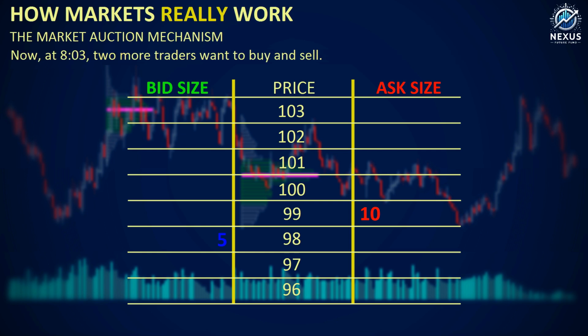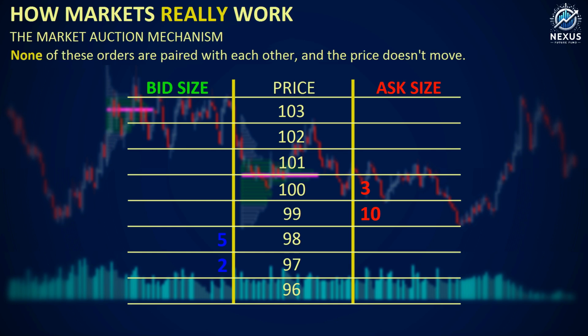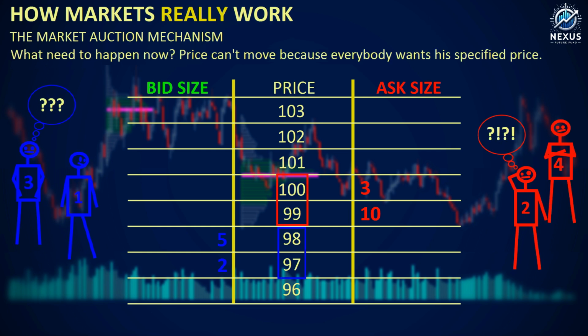Now 2 more traders want to buy and sell. Trader number 3 wants to buy 2 contracts at 97, and trader number 4 wants to sell 3 contracts at a price of 100. On the depth of market, we can already see these new limit orders. None of these orders will be paired with each other, and the price doesn't move, because all these traders demand a different price. At the moment, 2 buyers are willing to buy at 98 and 97, and 2 sellers are willing to sell at 99 and 100 respectively, so there is no agreement between them.